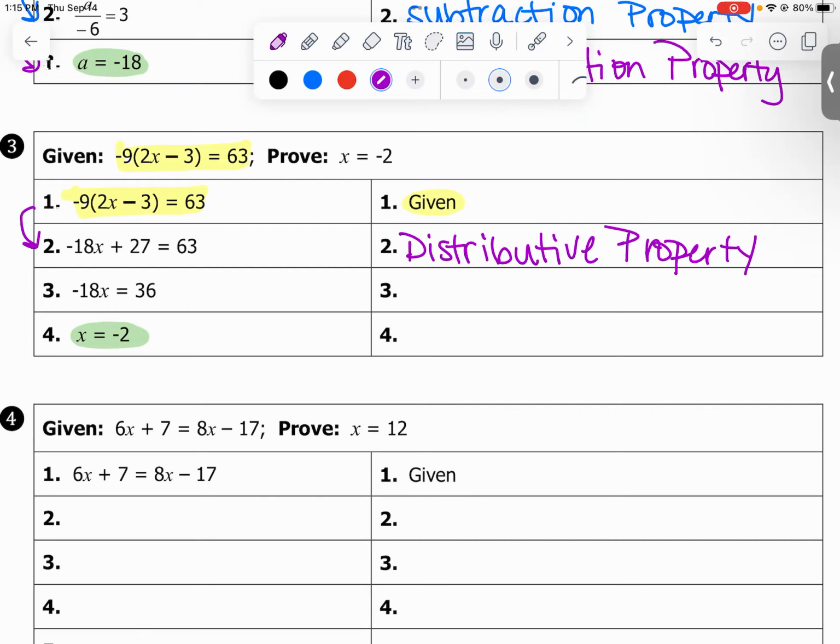Okay. All right. Then what do we do to both sides, Presley? We had to subtract 27, so they just subtract.